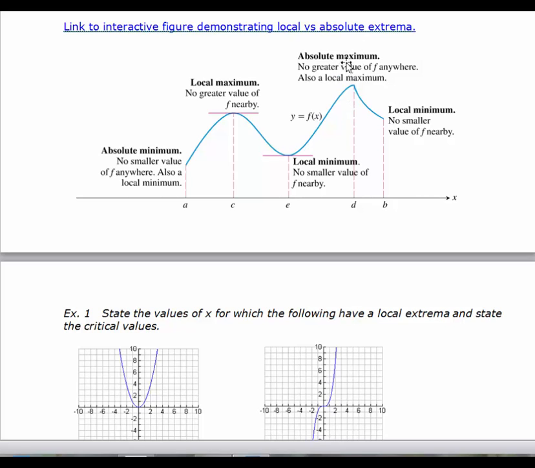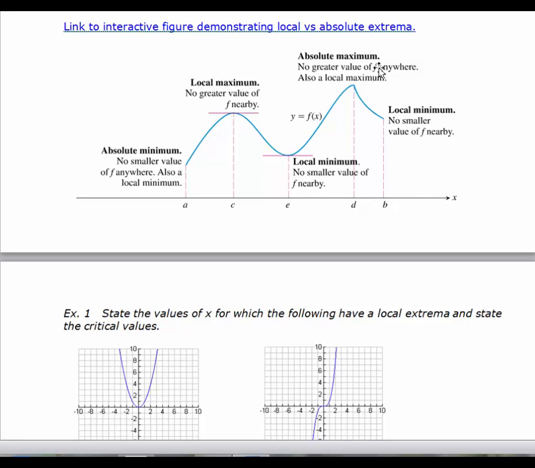Now we have what's called an absolute max and an absolute min. Even though at d we have a local max, that value is the largest value in the neighborhood, but it also happens to be the largest y value of the whole function on this interval. That's the greatest y value. And at a, we actually have a local minimum. Even though it's at an endpoint, that's okay. It is the smallest value nearby, but it also happens to be the smallest y value overall.